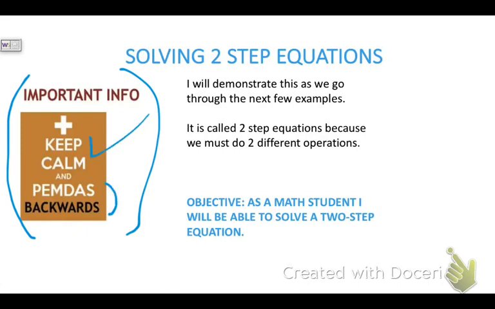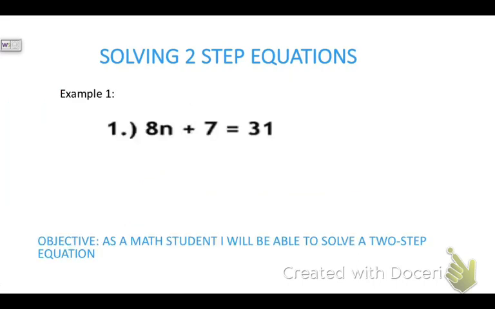But this part right here, PEMDAS. We're going to work backwards through PEMDAS. Remember how we always do parentheses, exponent, multiply, divide, add, subtract? We're going to start at the bottom and move our way back up. Okay? All right, so here we go. Let's work on the first example, and here it is.